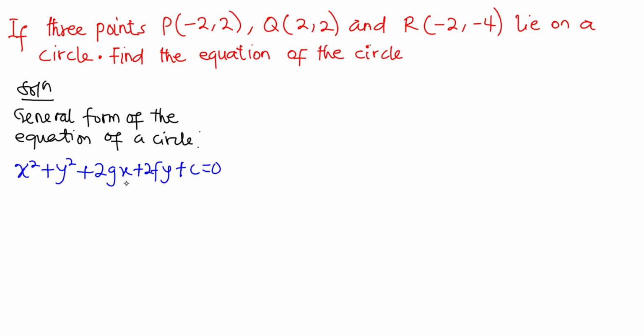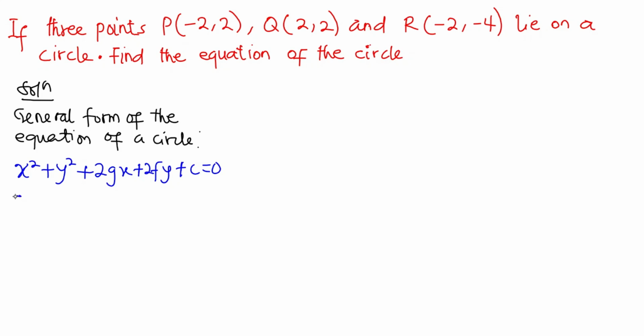So it means that you have to substitute the points P, Q, and R, one after the other, so that at the end we can solve them simultaneously and get the general form or the equation of the circle we are looking for. So we consider the points one after the other.